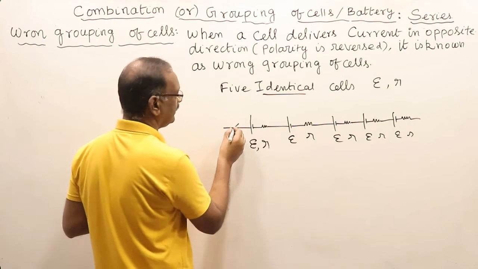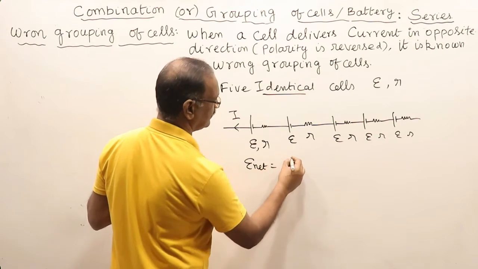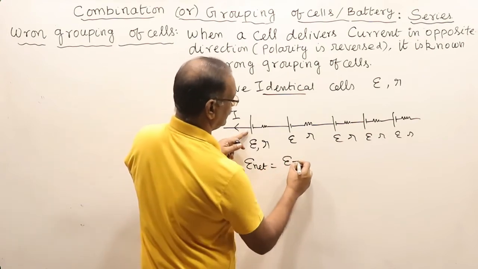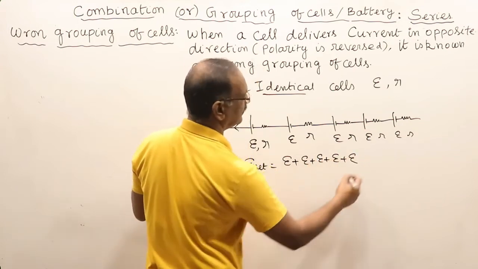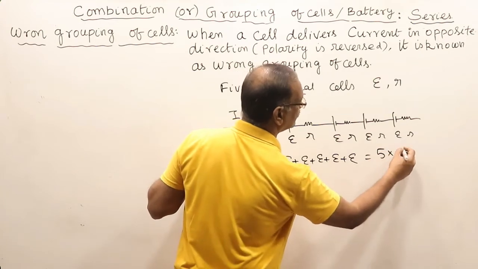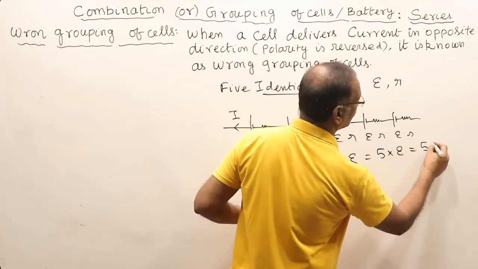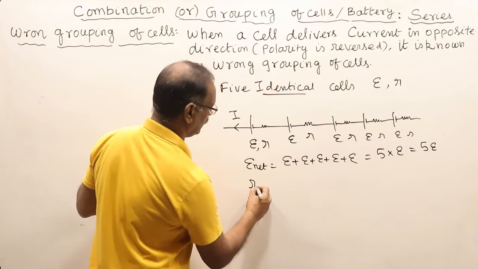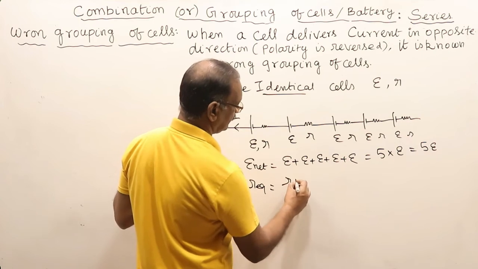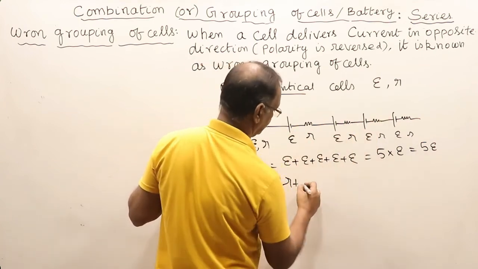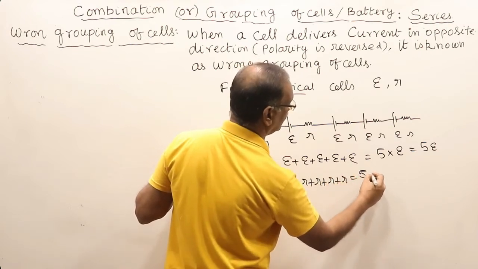Since all are delivering current in the same direction, E net is equal to first cell EMF plus second cell EMF plus third, fourth, fifth cell EMF, which is 5 times the EMF of an individual cell, that is 5 epsilon. And R equivalent is equal to R plus R plus R plus R plus R, which is 5 times R.